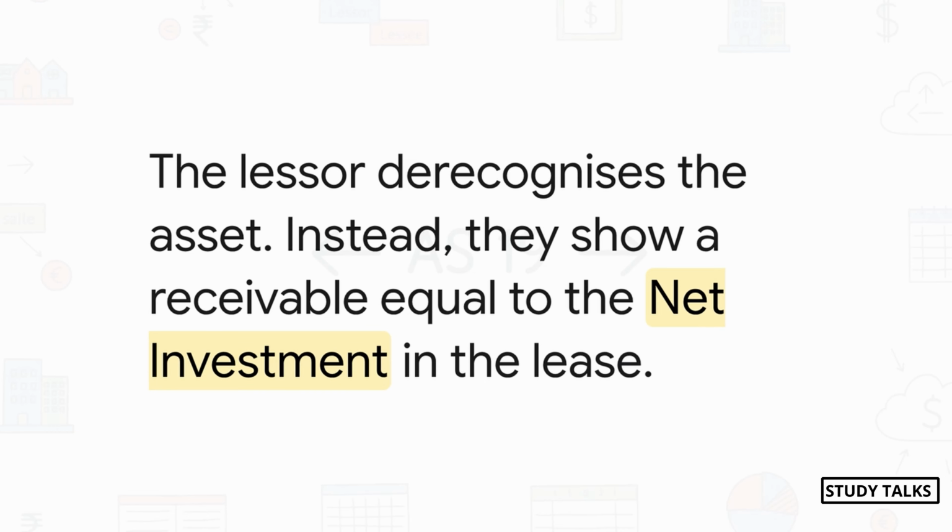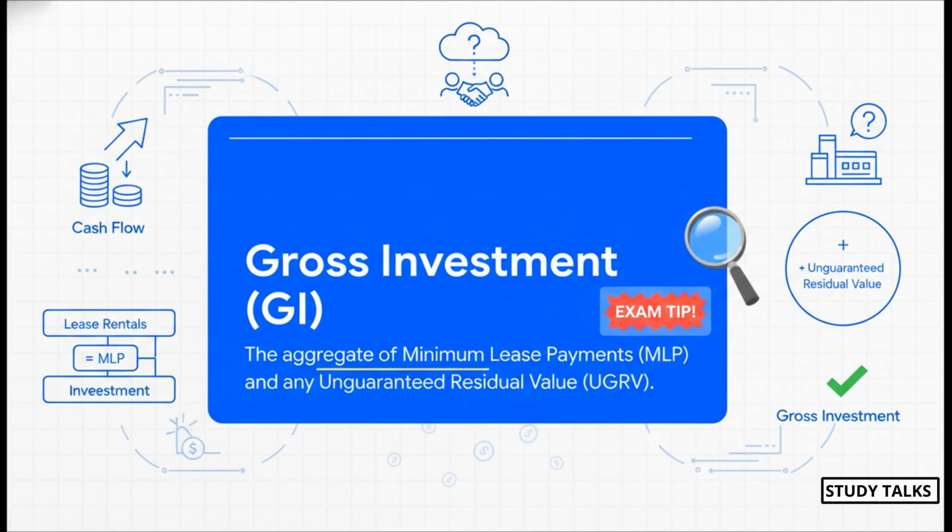It's off the books. In its place, they record a receivable, basically an amount they're owed. And the value of that receivable is what we call the net investment in the lease. Think of it as the present value of all the money they're going to get. So to find that net investment, we first have to figure out the gross investment.